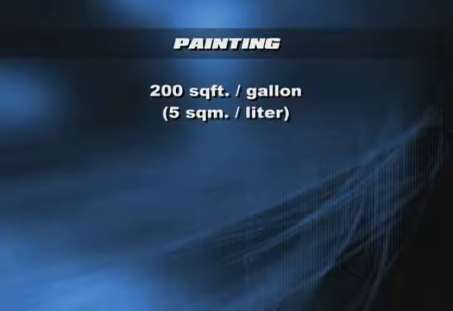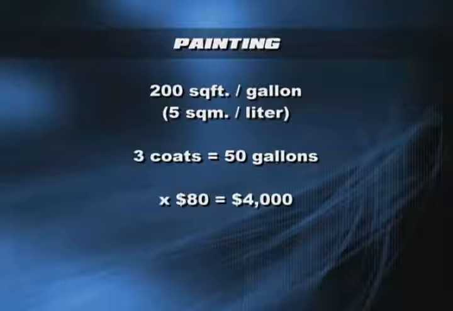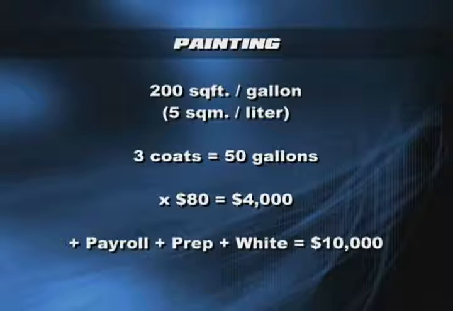Paint can cover about 200 square feet per gallon, so 3 coats is over 50 gallons of paint. At $80 a gallon, that's about $4,000 in paint. And you might still need to paint it white afterwards, too. Add the cost for payroll, 2 prep days, and overtime, and we're looking at $8,000 to $10,000 for doing it yourself. Of course, a smaller stage is cheaper.